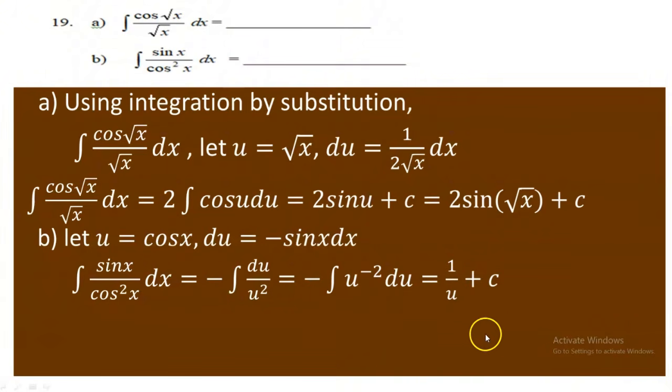But we knew what u is, right? u is cos x, so it is a matter of putting cos x here, and we know that 1 over cos x basically is sec x, right? So sec x plus c can come. So it is this function whose derivative gives the integrand here, okay?